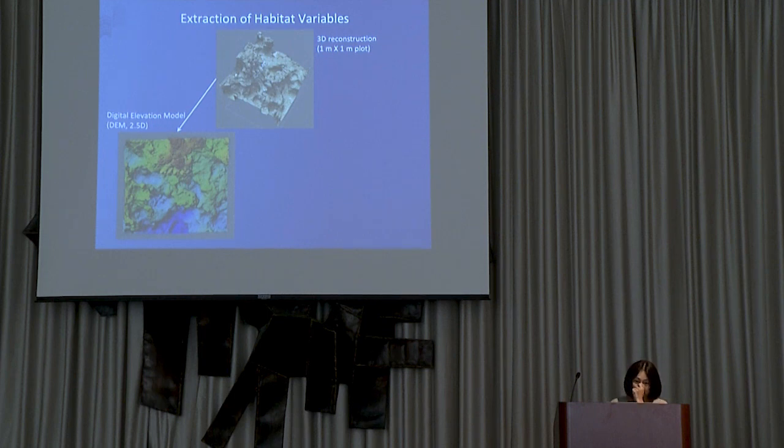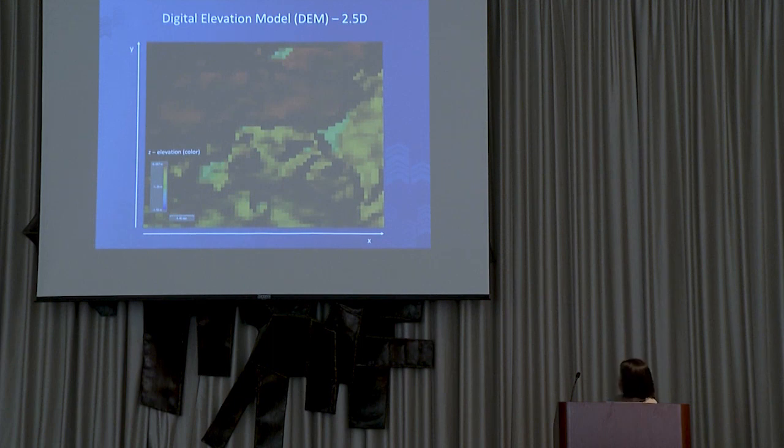Here's a small 3D model. It's a 1 meter by 1 meter plot. One way to extract habitat metrics is to use a digital elevation model, DEM. DEMs are not 3D, they are 2.5D. If you zoom in, there are X and Y horizontal coordinates, and they form cells, and each cell contains a Z value, here represented by different colors. So 2D comes from X and Y, and 0.5D comes from the Z values.